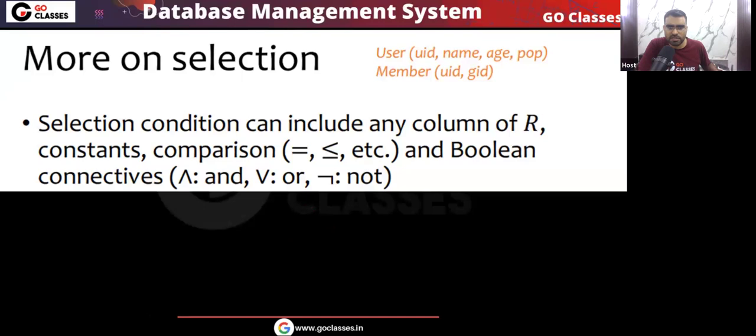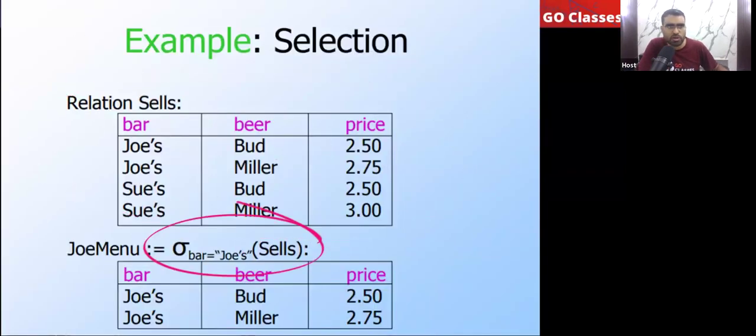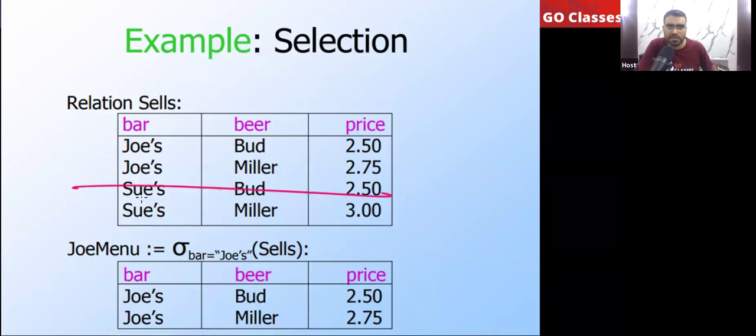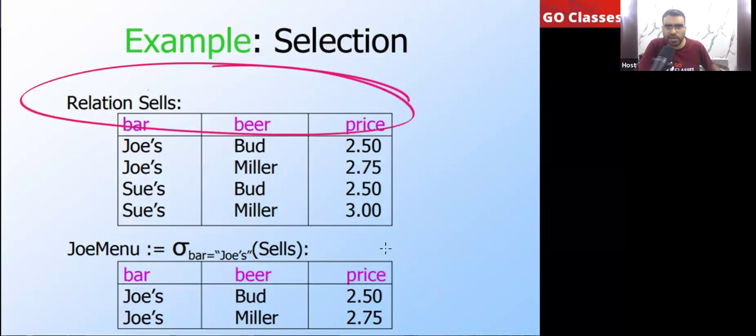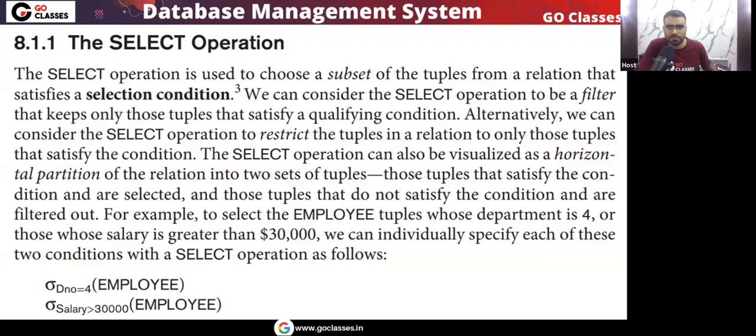So we have seen these simple points. For example, if this is your table, then what is the output of this query? From the sells table, we are selecting tuples which satisfy the condition where bar is equal to Joe's. So these two tuples will be in the output, and the remaining tuples will be rejected. You can see the input and output have the same schema. Schema is not changing.